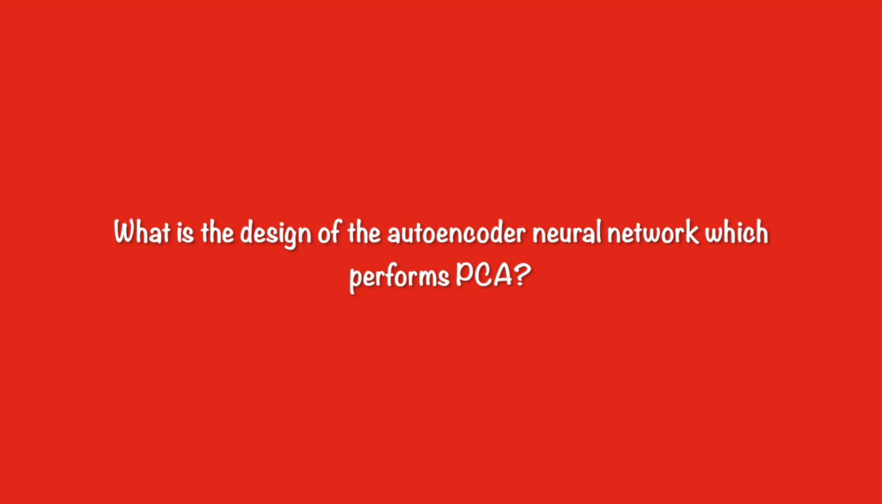Autoencoders, where the hidden layer is made up of linear neurons, that is, the activation function is set to none, and the reconstruction loss is calculated using mean square error, essentially perform principal components analysis.